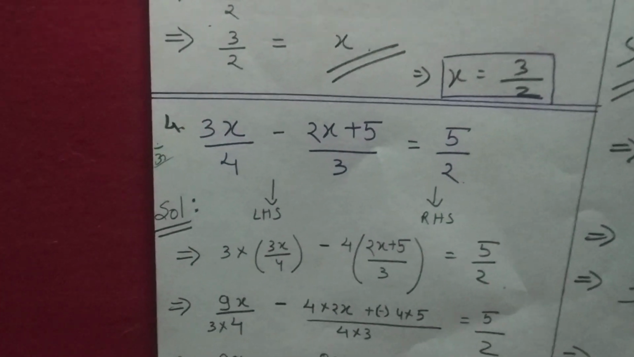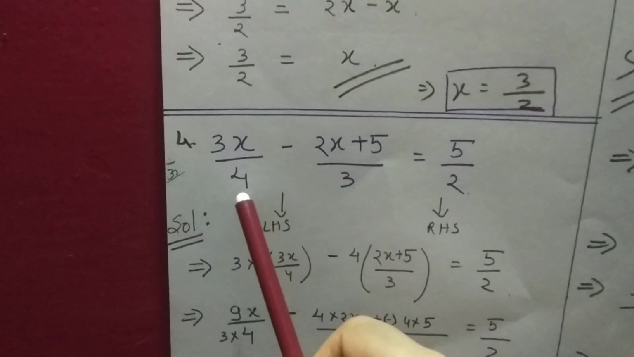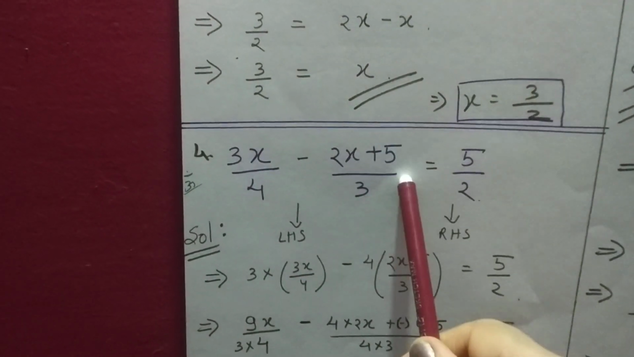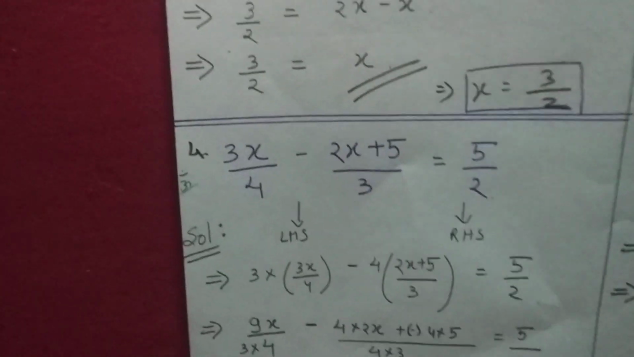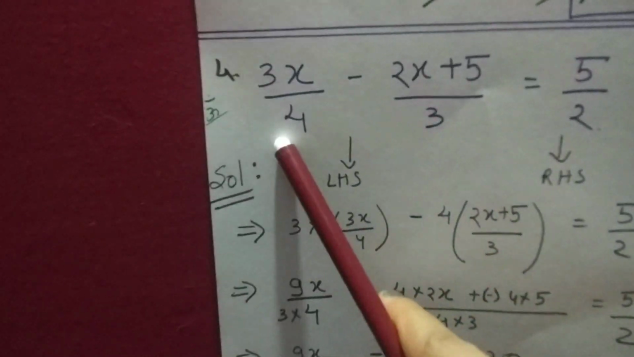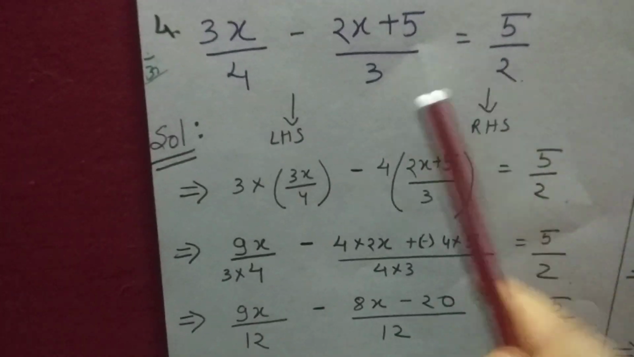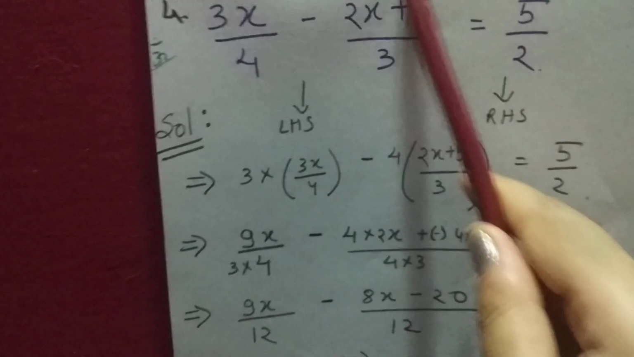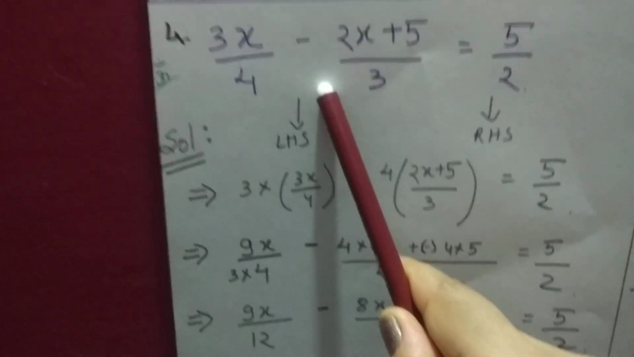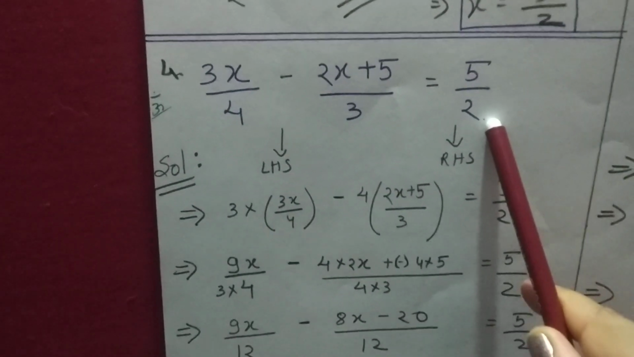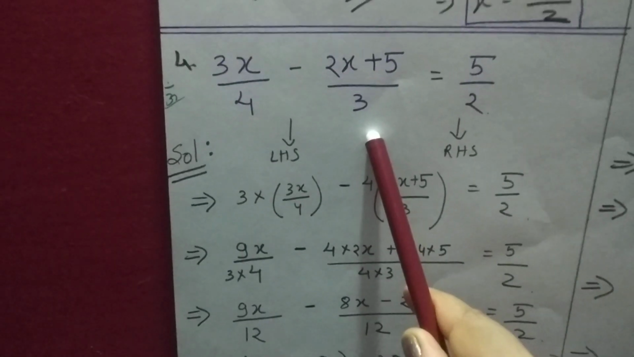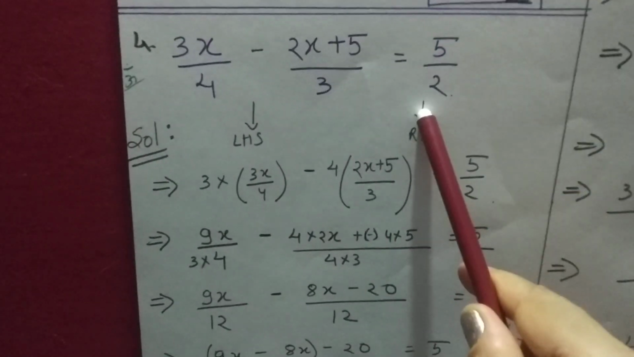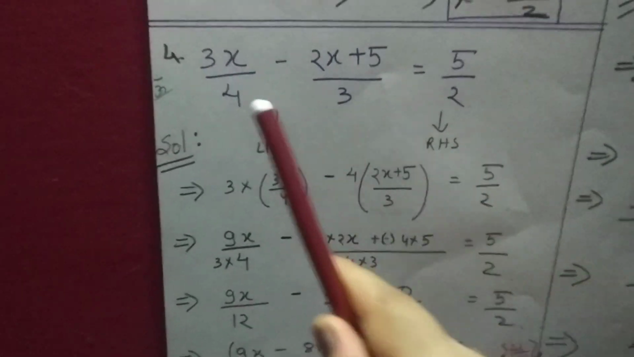This is another question: 3x upon 4 minus (2x plus 5) upon 3 equals 5 by 2. It has three terms. You can see here, term 1, term 2, term 3. This is LHS, before the equal to sign, and this is RHS. We will solve LHS because LHS needs to be solved more. RHS is simple, it is a constant here. Nothing has to be done here, but LHS को solve करने की ज़रूरत है.